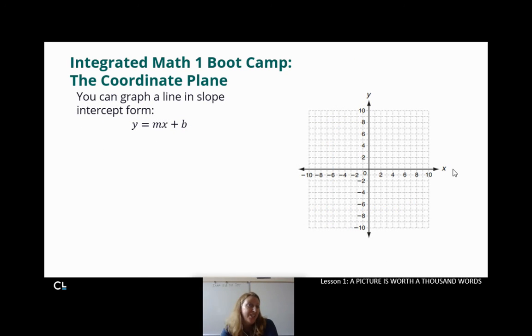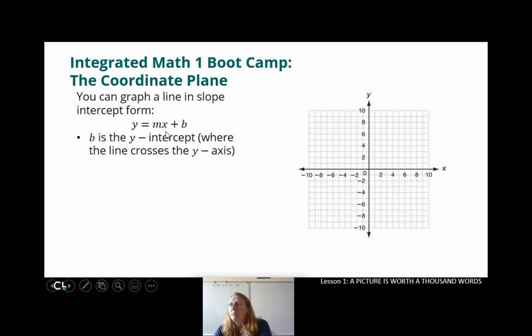You've also learned that you can graph a line in slope-intercept form using this lovely formula here, y equals mx plus b. You've seen this before. It's not new. You're going to see some new versions of this as we go throughout our course this year, but this is the one you know and love. It's called slope-intercept form.